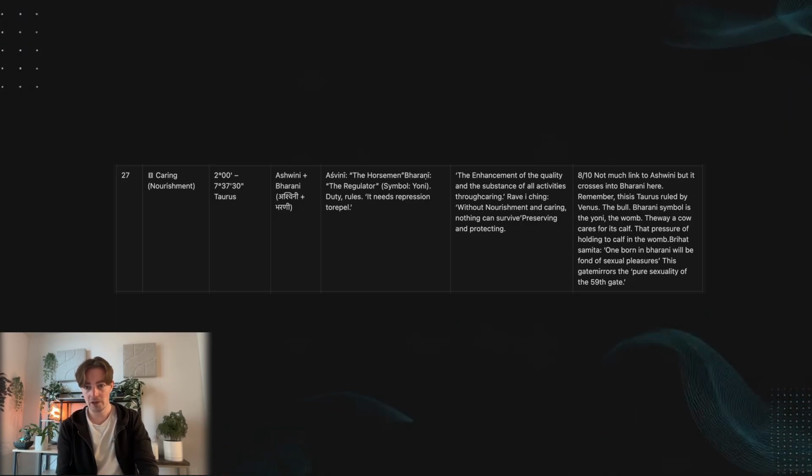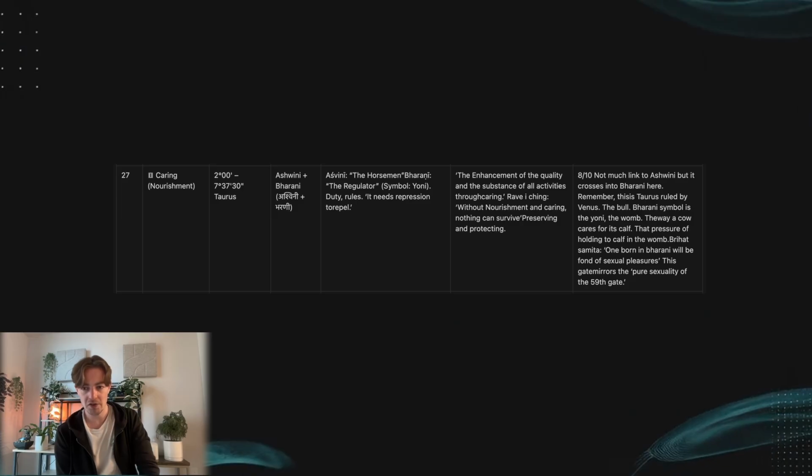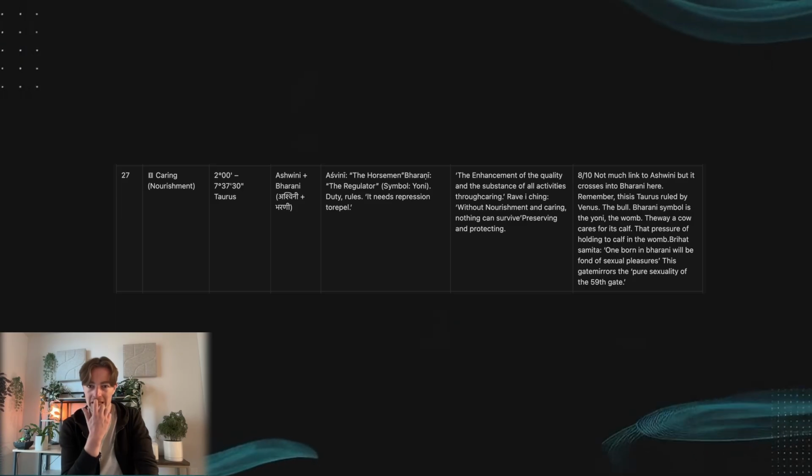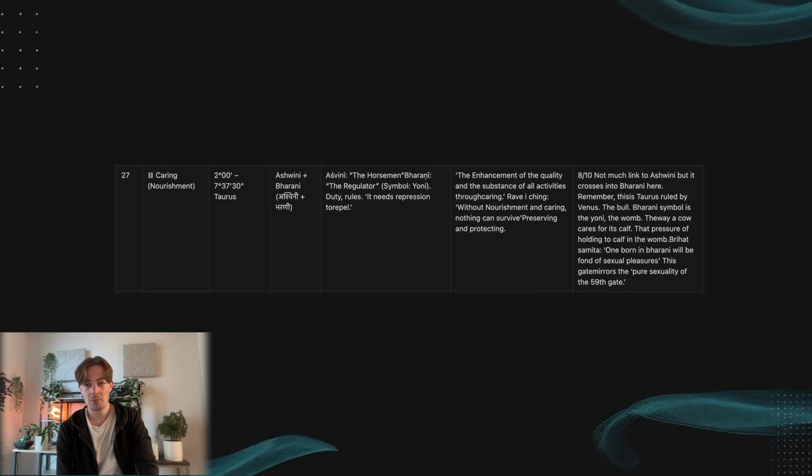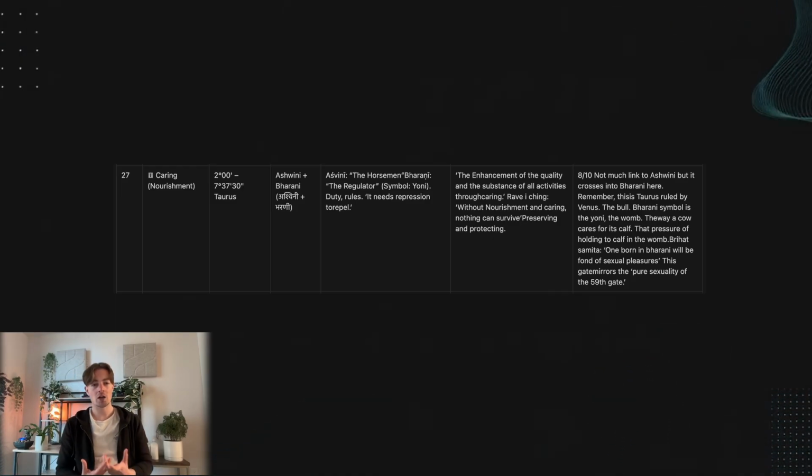And this is Taurus ruled, and it's ruled by Venus. Remember, Taurus is ruled by Venus, which is feminine, luxurious, good things in life. The way, as I've said, that a cow cares for its calf, the pressure of holding the calf in the womb. The Brihat Samhita text says one born in Bharani will be fond of sexual pleasures. This gate mirrors the pure sexuality of the 59th gate. So it's interesting that there's a sexual theme when the symbol of the nakshatra is the female reproductive system. But this is more a direct match for going through hardships and pain.